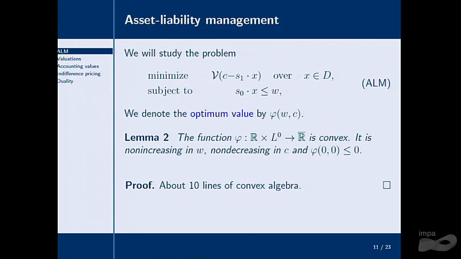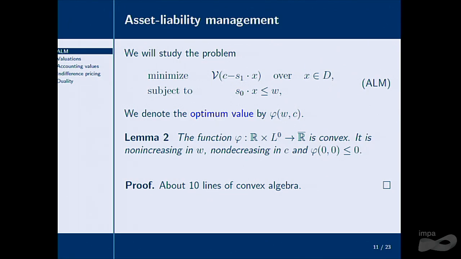It says that this function phi on the space of all financial positions. So the space of financial positions are all cash endowments, which is a scalar in R, and all liabilities, which is the space of random variables. On this space, the function phi is convex, jointly in W and C.